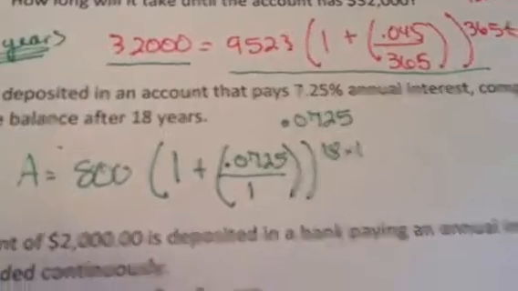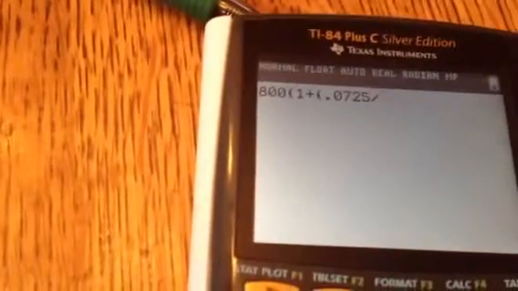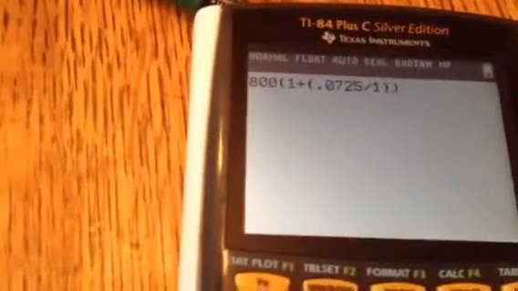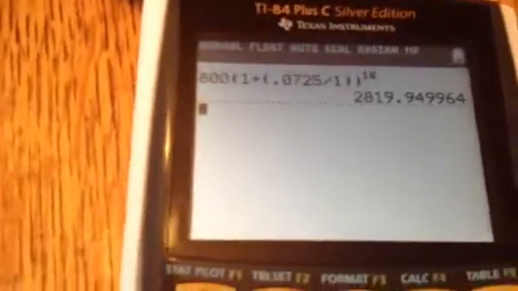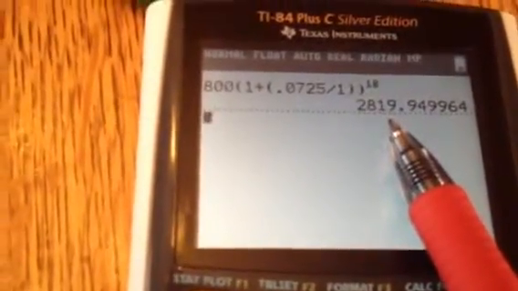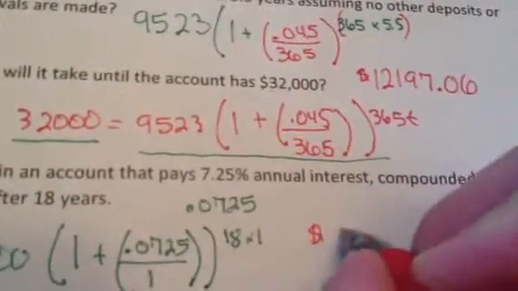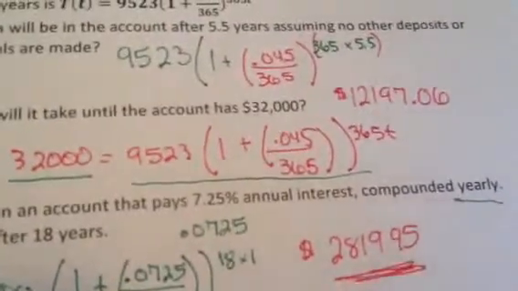So typing it into my calculator, again, I'm going to type it in with all the parentheses, just so you see that practice with all the extra parentheses. So I'm just typing in what I wrote down. There's the parentheses for the fraction, the parentheses for the overall, and then 18 times 1 for my exponent, that's just 18. So when I'm done, go to the nearest penny, so I get $2,819.95. And that's my answer for number 3.